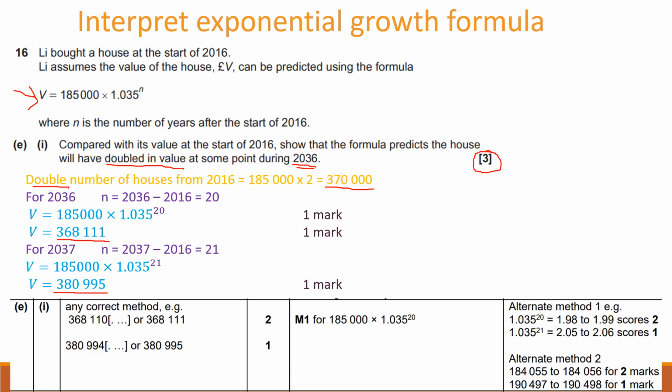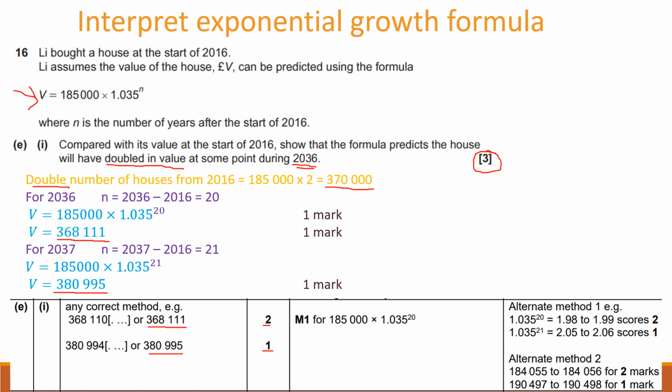Now you can see on the mark scheme there are 2 marks for getting this 368,111. That's the 2 marks here. And then there's another mark for where we put the n is 21 in. Here gives me the 3rd mark.